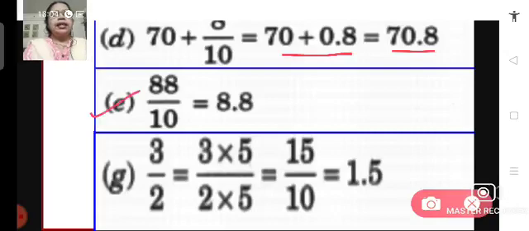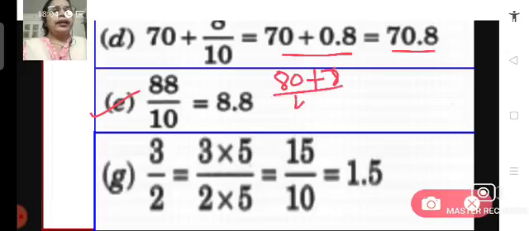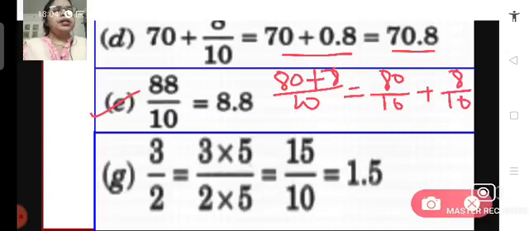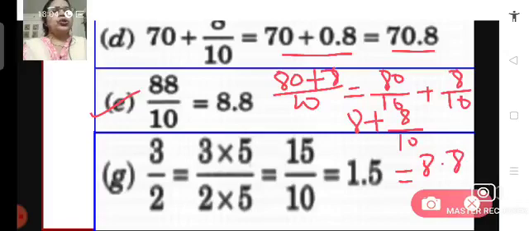Next E, 88 upon 10. Children, 88 upon 10 can be written as 80 plus 8 upon 10. So it can be written as 80 upon 10 plus 8 upon 10. So it becomes 8 plus 8 upon 10. So it gives us 8.8.